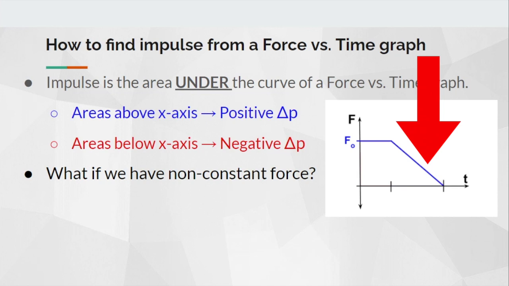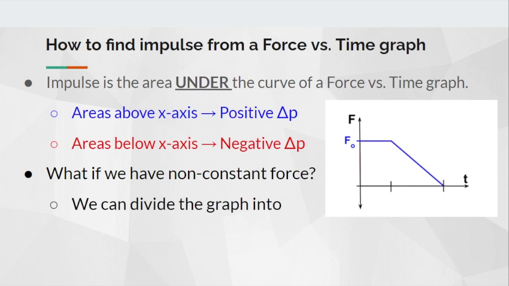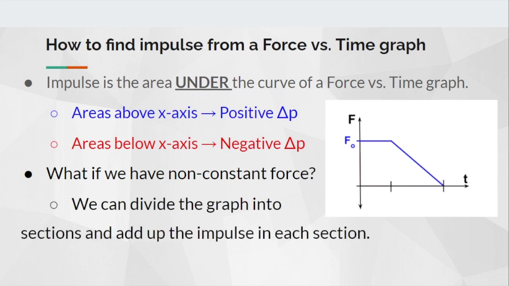So this would be classified as a non-constant force. How are we going to figure that out? Well, we're going to have to divide the graph into sections and add up the impulse of each section. And this is something you guys did before, like I mentioned, with our energy and work unit when we figured out work from our force versus displacement graphs.